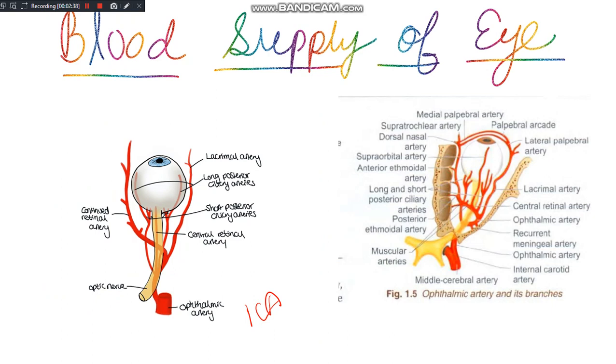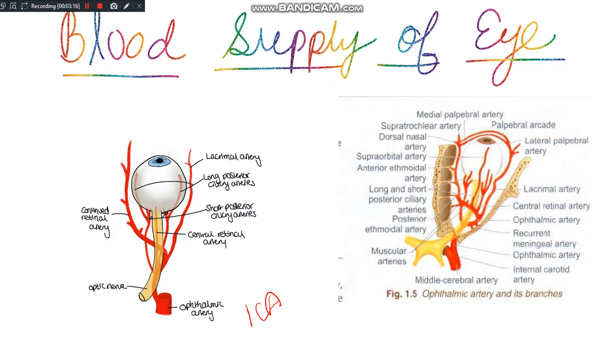Then, if the lacrimal artery is supplying the lateral part of the eyelid, its branch is the lateral palpebral artery, which will supply the lateral part of the eyelid. Fine. So that means something must be supplying the medial part of the eyelid. What is that? Excellent. That is your medial palpebral artery. Palpebral means eyelid. So the lateral palpebral artery is the branch of the lacrimal artery, and the medial palpebral artery will supply the medial part of the eyelid.